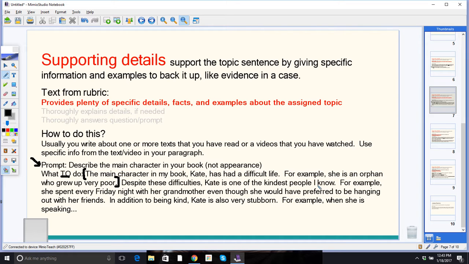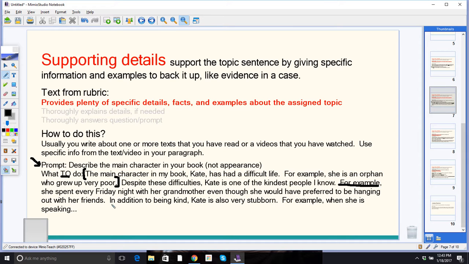So there's the answer. Here are the specific details, facts, and examples to back up the answer. So the response says, for example, Kate spent every Friday night with her grandmother, even though she would have preferred to be hanging out with her friends. There's a specific example to back up, to prove that Kate is kind.